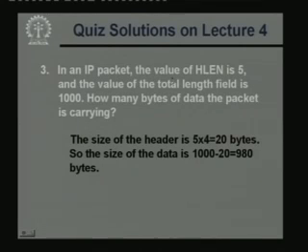In an IP packet, the value of the header length is 5 and the value of the total length field is 1000 in decimal. How many bytes of data is the packet carrying? Well, since the header length value is 5, this means the size of the header will be 20 bytes. Now, the total size of the IP packet is 1000 bytes. So, out of this 1000, 20 bytes are going for the header. So, the remaining 980 bytes will be the data.